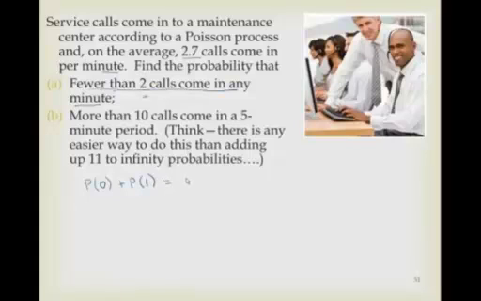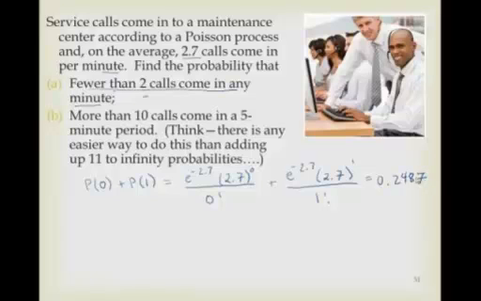So we can say that's going to be e to the minus 2.7 times 2.7 to the 0 over 0 factorial, that's the probability of 0, plus e to the minus 2.7 times 2.7 to the 1 over 1 factorial. And when you add those both together, you will get 0.2487. So that's how you do the first.